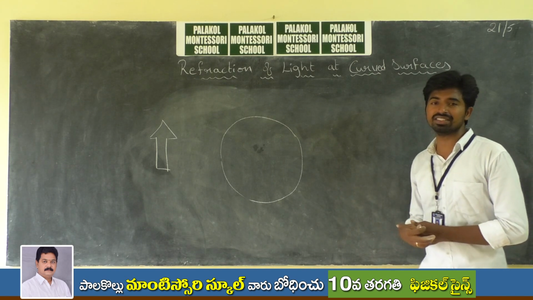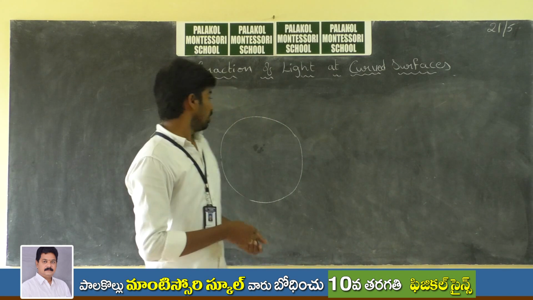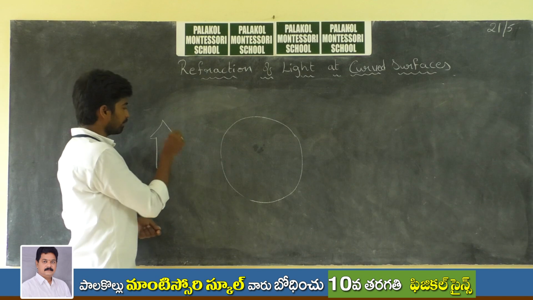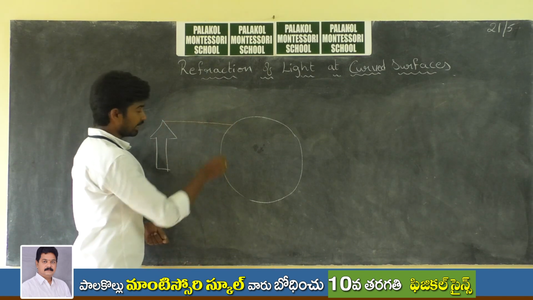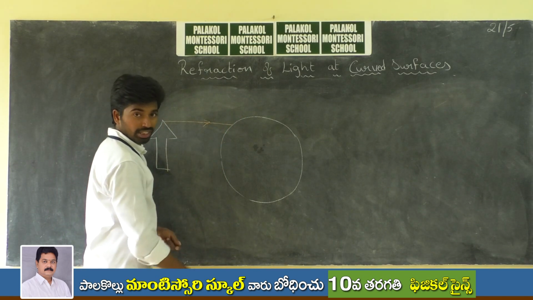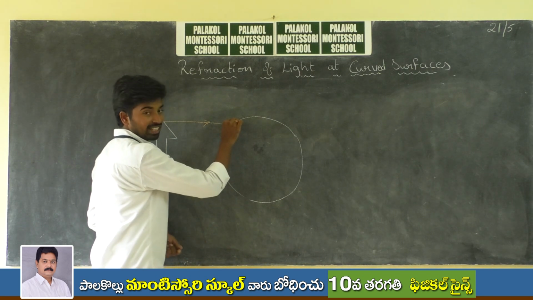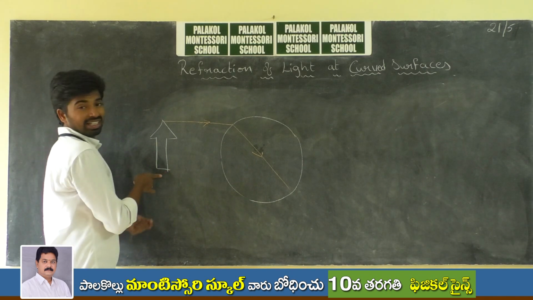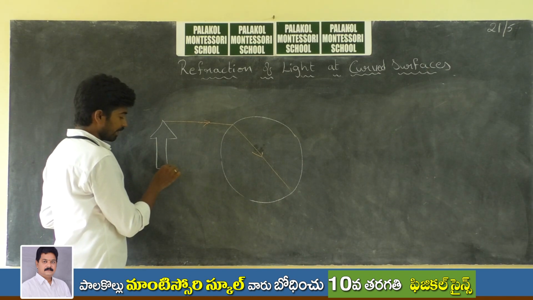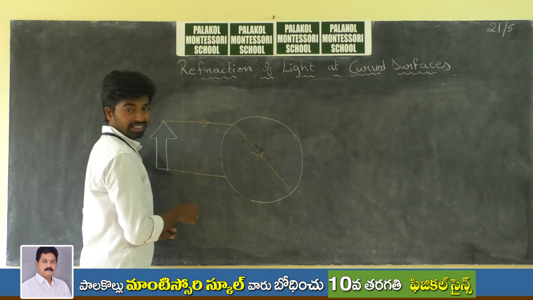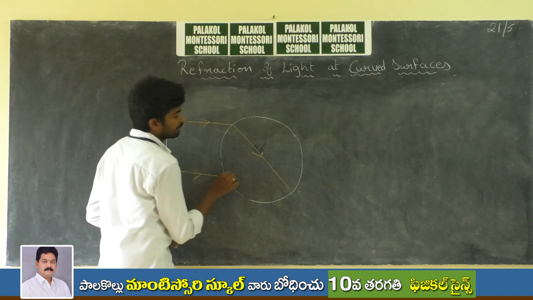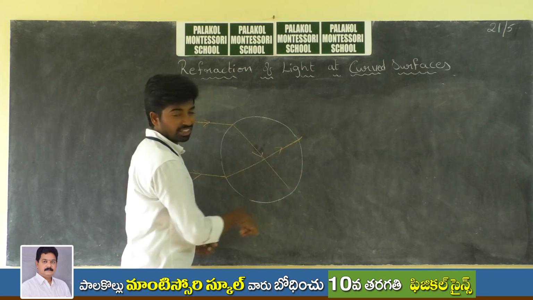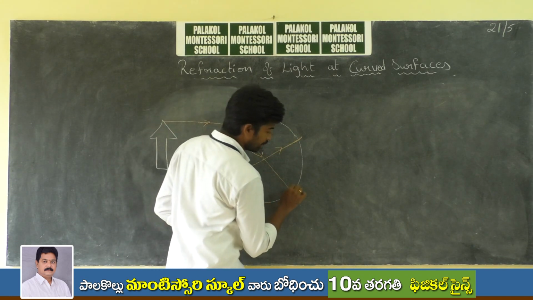Let us see how that occurred. The light is coming from the head of the arrow, reaches the curved surface, and gets refracted here. The light coming from the tail section, incident on the curved surface, gets refracted like this. Then at the second surface, again the refraction will be observed.